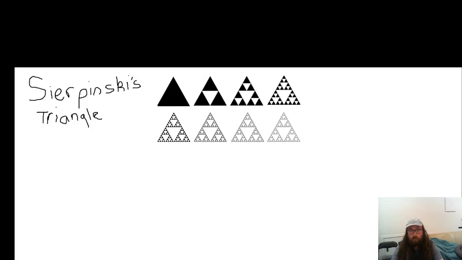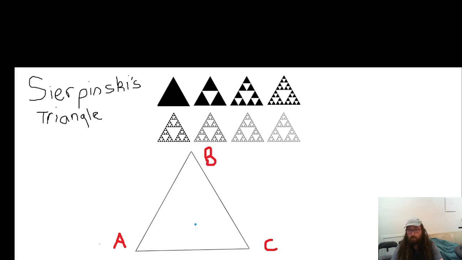I'll do my best here to draw an equilateral triangle. And let's say that this triangle has 3 corners, A, B, and C. Now all I'm going to do here is pick a random point inside the triangle and color it in. Now what I'm going to do is pick a corner at random, A, B, or C, and consider the line from that point to that corner. So let's say I randomly pick B. I draw a line from here to B. And in the very middle of that line, I will be placing my next point.